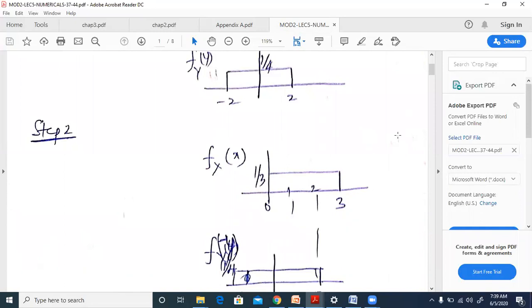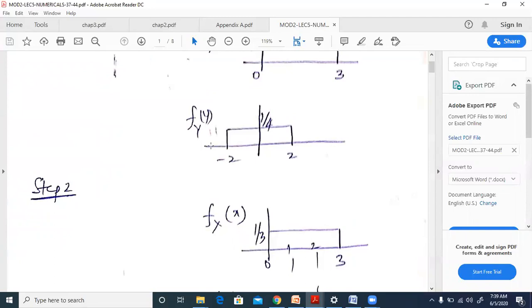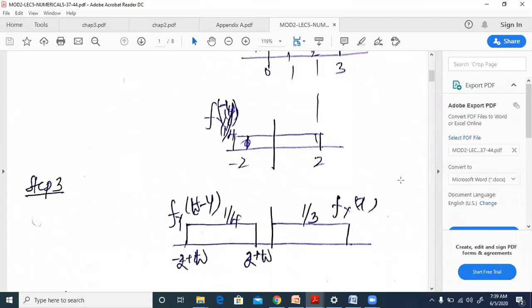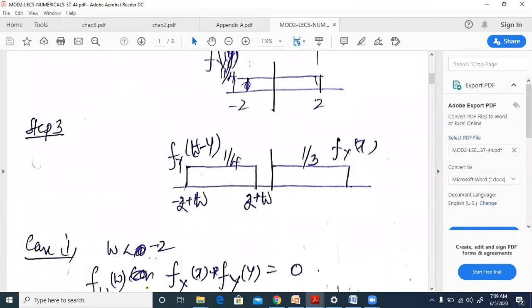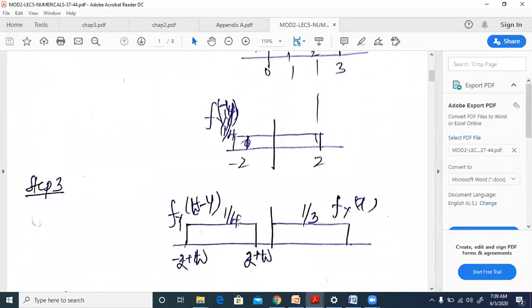So fxx is kept as it is, fyy is flipped, that is fy of -y is found, and we'll get the same figure from -2 to +2 because this figure is symmetrical with respect to the y-axis. Next, we reproduce this fxx over here as it is, but fyy we shift to the left side of fxx because we need to shift it by the value of w. This value we just write to the left of the figure fxx.